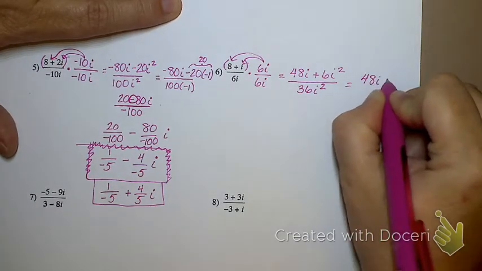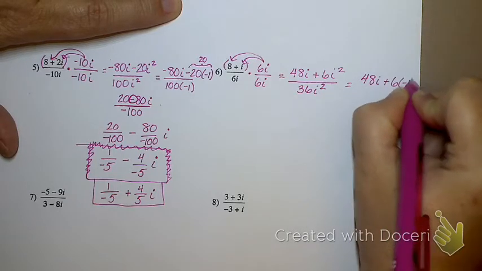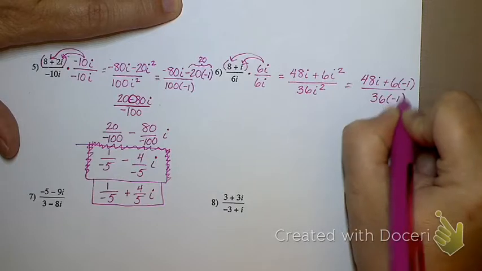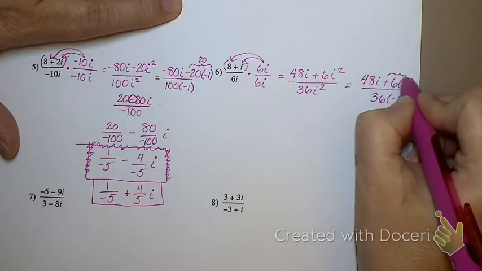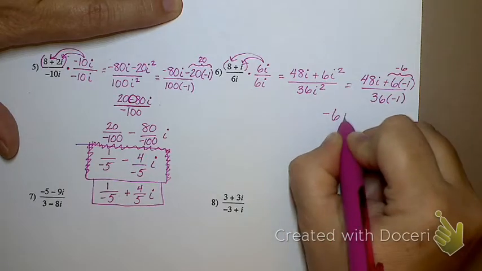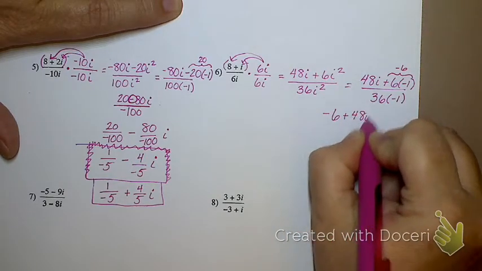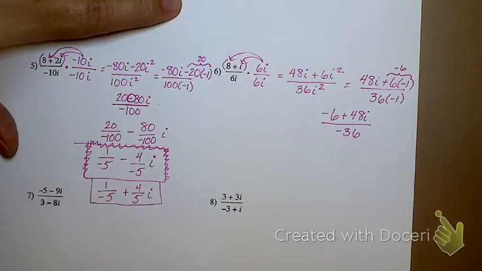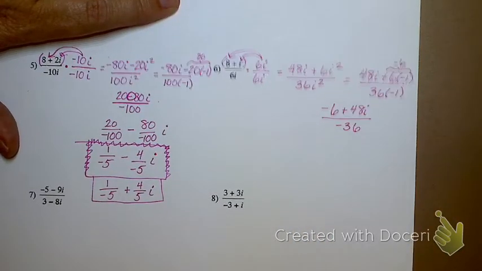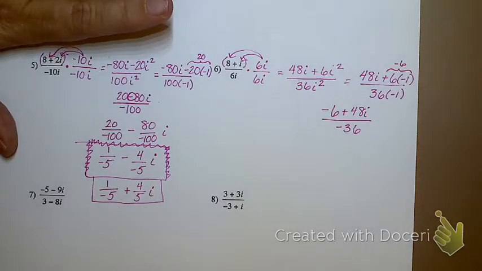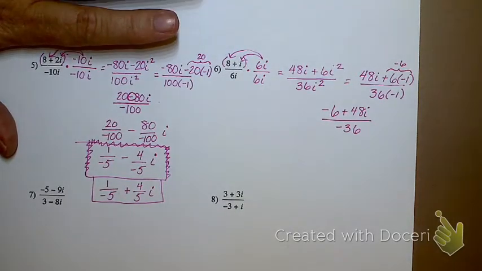So let's replace those i squareds with what? The negative 1. So this right here ends up being negative 6. So I have negative 6 plus 48i over negative 36. Everyone okay with how I got to there? Okay. Do you notice that 6 or 48 will divide by 36? Yes, and you can reduce that.